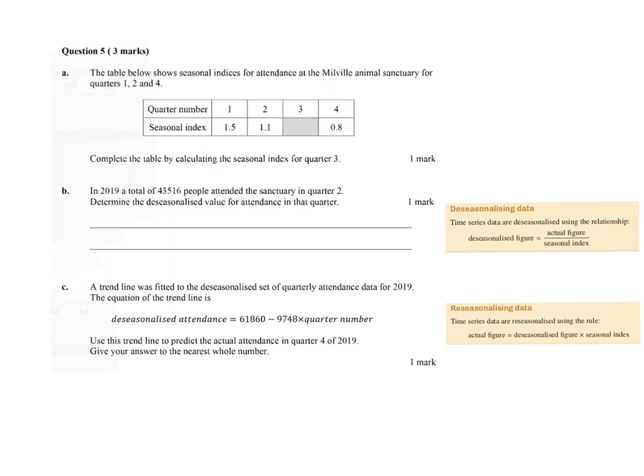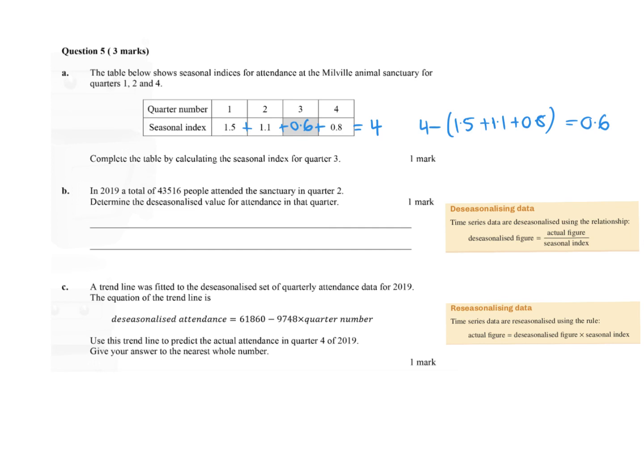Okay, the next one. The table shows the seasonal indices for Millville Animal Sanctuary for quarters 1, 2, 3, and 4. It says complete the table, calculate the seasonal index for quarter 3. We have no other data except for that. All I know is if I add these up, they should equal 4 because I have 4 seasons. So to find the missing one, I'm just going to say 4 minus the other 3 added up, and we end up with 0.6. So we pop it in the table because that's what they asked.